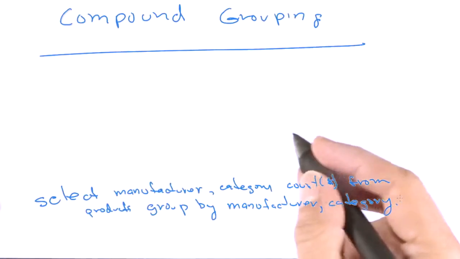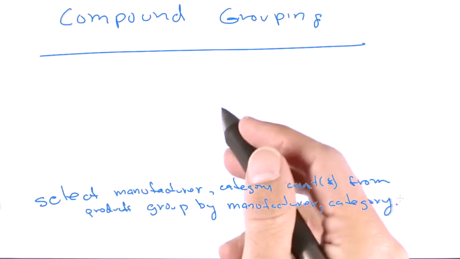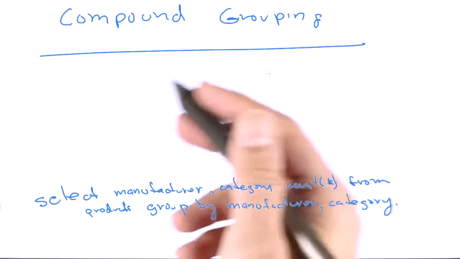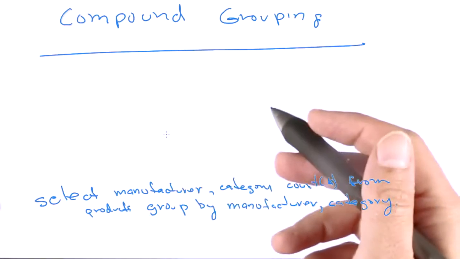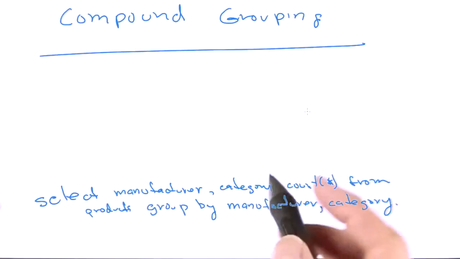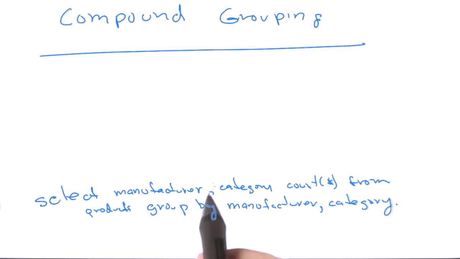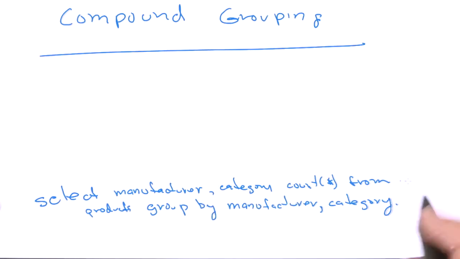Now we know how to group by a single key, but what if we want to group by multiple keys? For example, what if we wanted to find the number of products that each manufacturer had in each category? This would be equivalent in the SQL world of doing a SELECT manufacturer, category, COUNT(*) FROM products GROUP BY manufacturer, category.